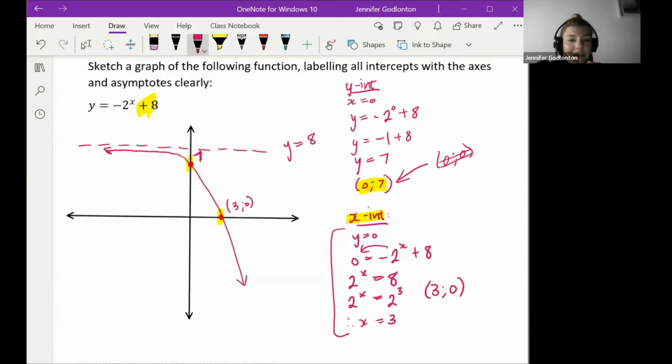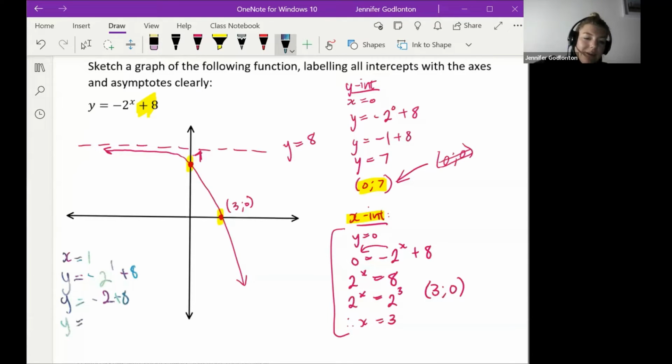If you put in a value, let's say you said let x equal to 1, and so you would have had y is equal to negative 2 to the power of 1 plus 8. Then it would be y is equal to negative 2 plus 8, which means y is equal to 6. So you're saying, when x is 1, y is 6. You would have still gotten a second point and you could still draw your graph, which would be great.